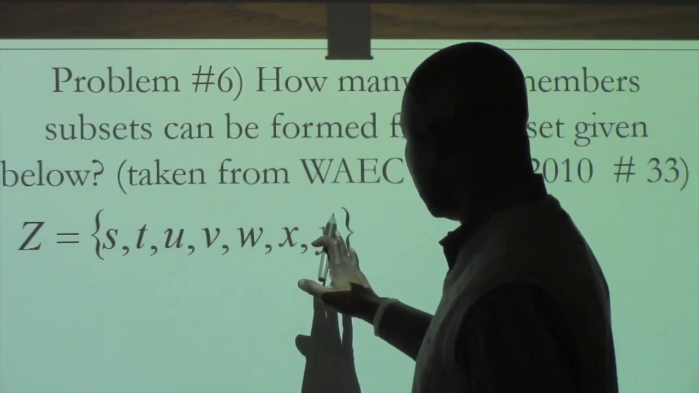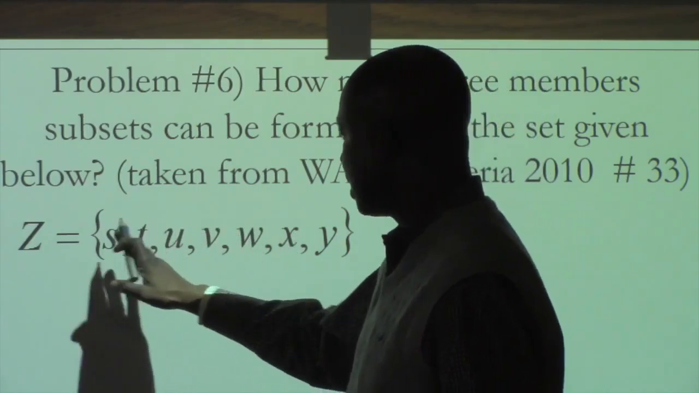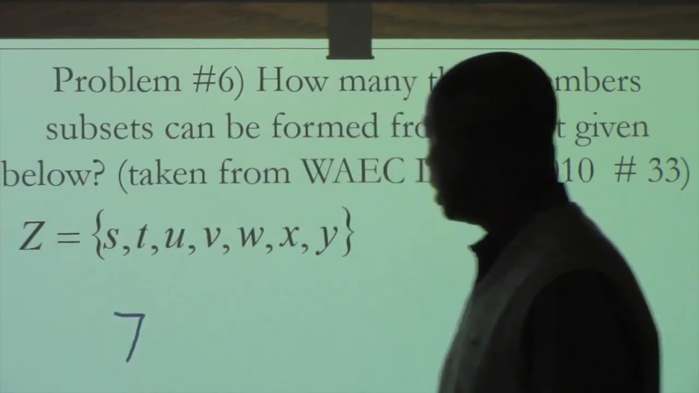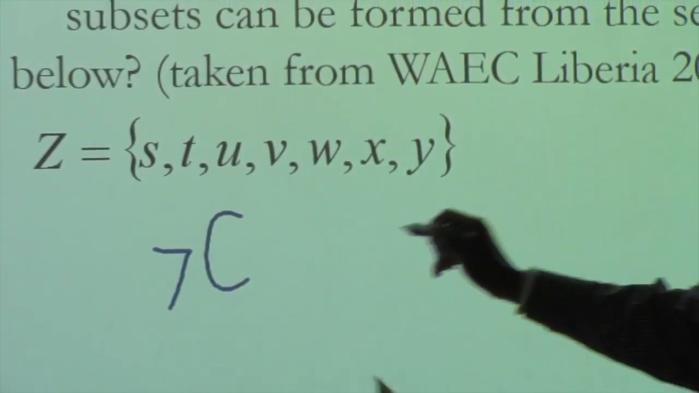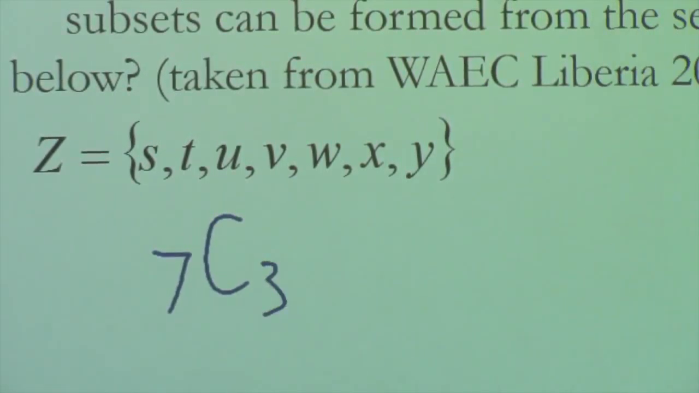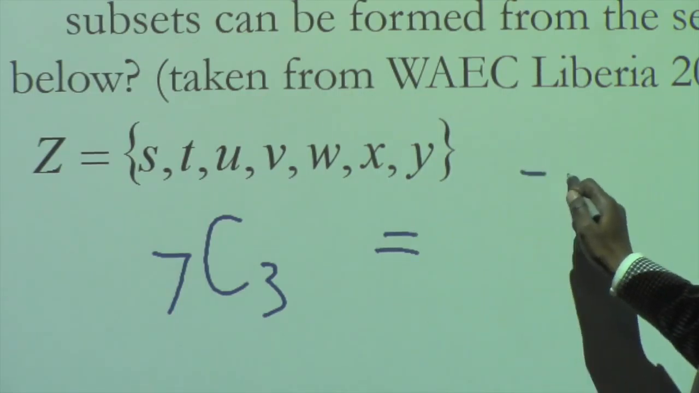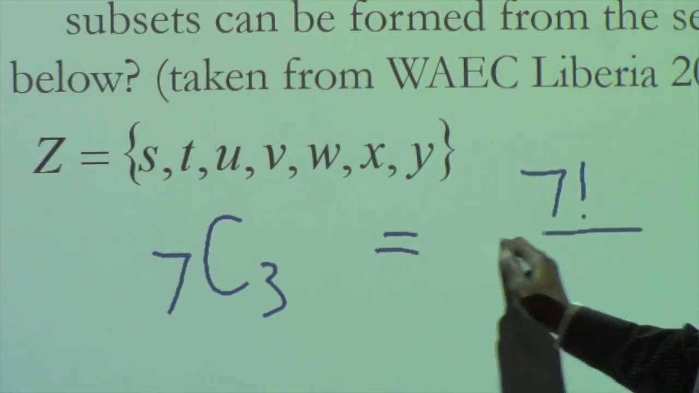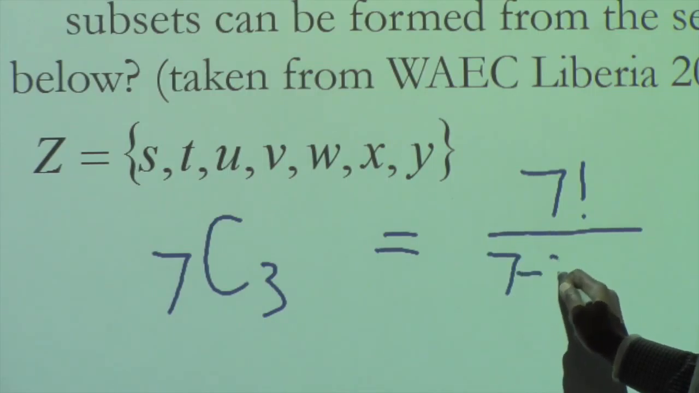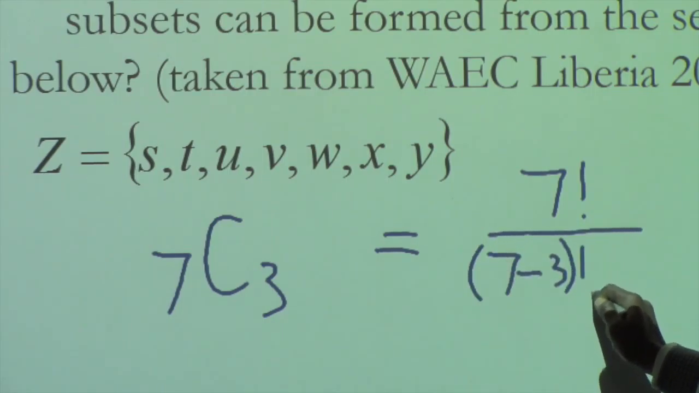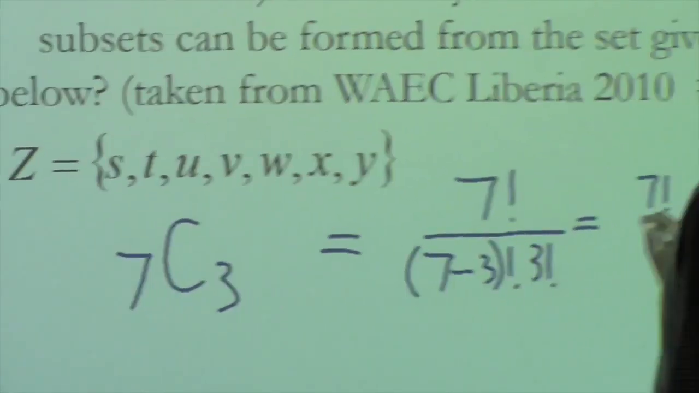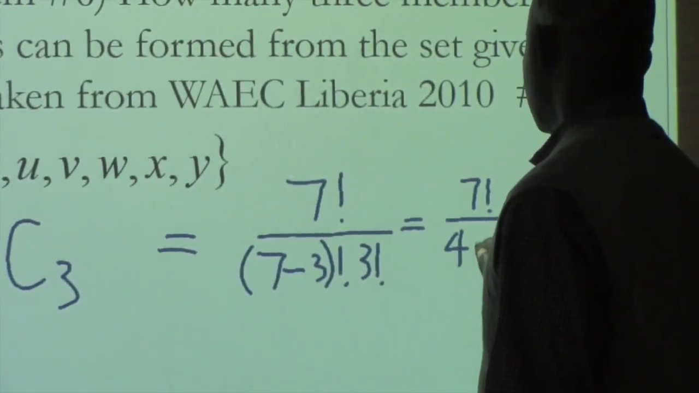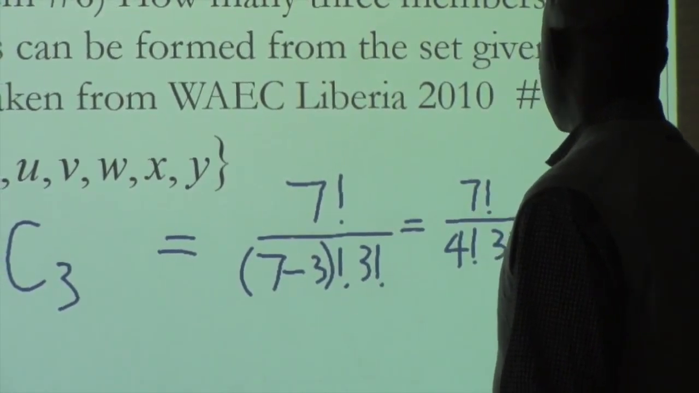How many elements do we have here? 1, 2, 3, 4, 5, 6, 7. So we have 7, and we want to choose how many? 3. 7 C 3. So how do we do the combination formula? It's given by what? 7 factorial over 7 minus 3 factorial times 3 factorial. This gives us 7 factorial over 4 factorial and 3 factorial.